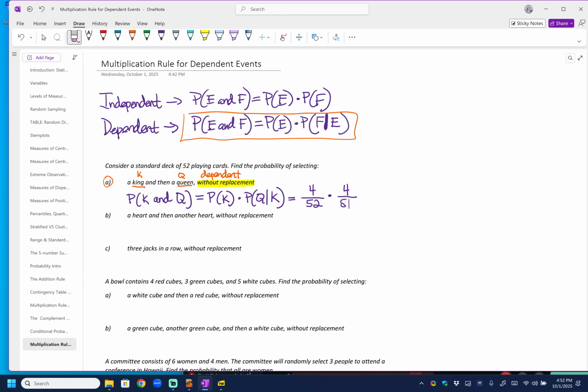But in this scenario, since we're picking a totally different card, a queen, that is not the case. If you do the mathematics for this on your calculator, you're going to get about 0.0060. All right, let's look at the next card example.